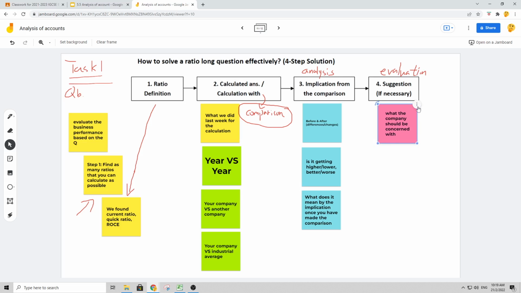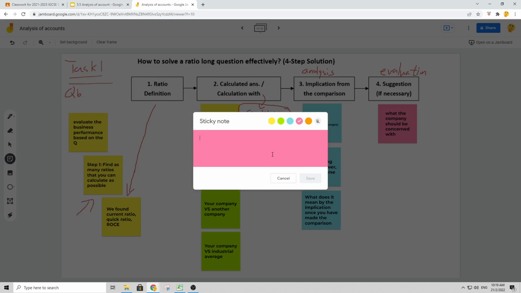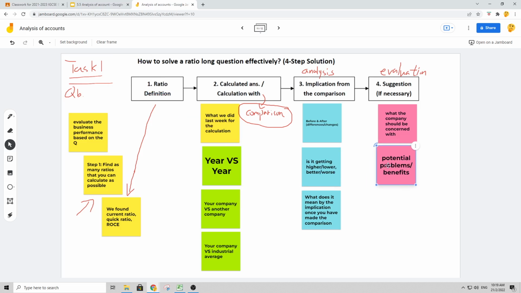It can be focusing on the potential problems or benefits. So there you go. That's how you can wrap things up by finishing all these. This is basically what we can do to finish a 6 marker.